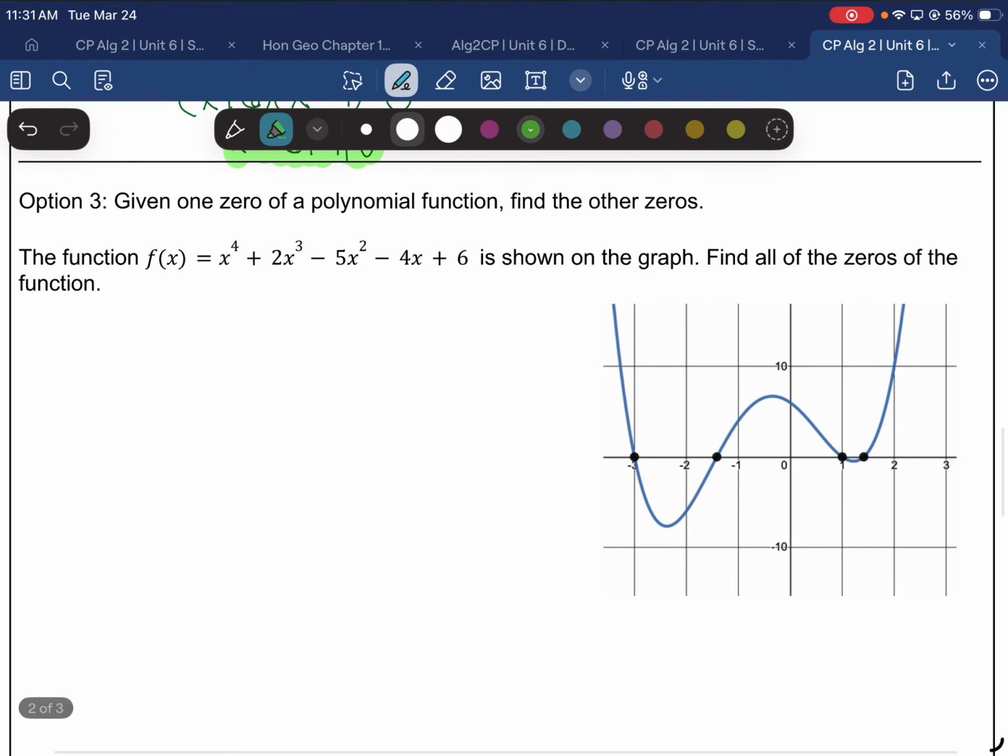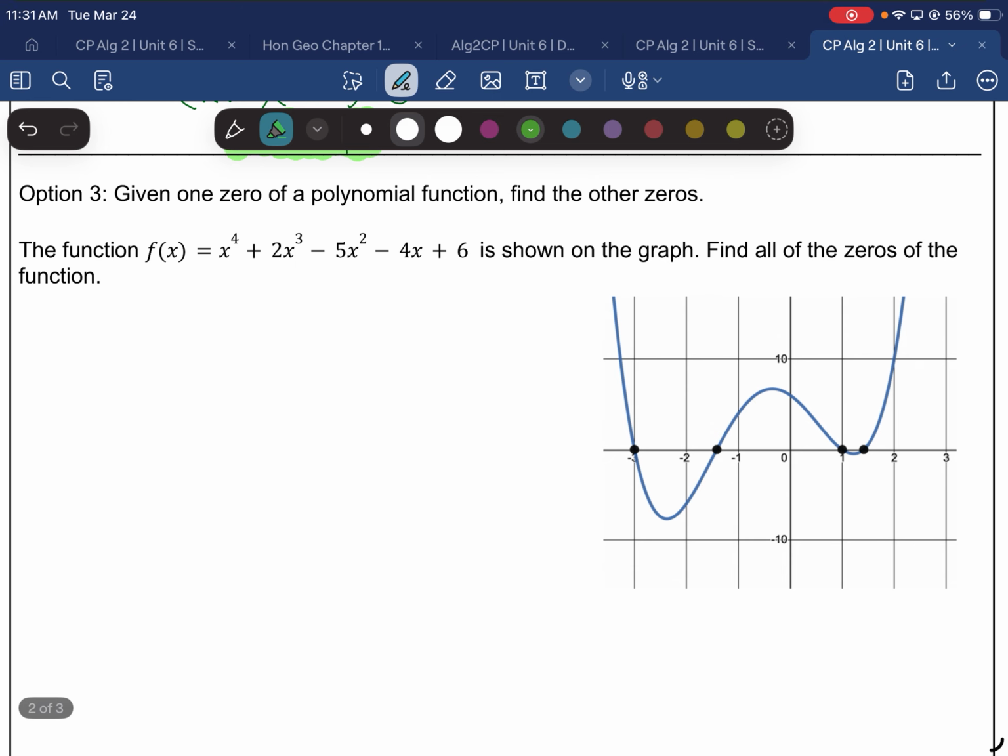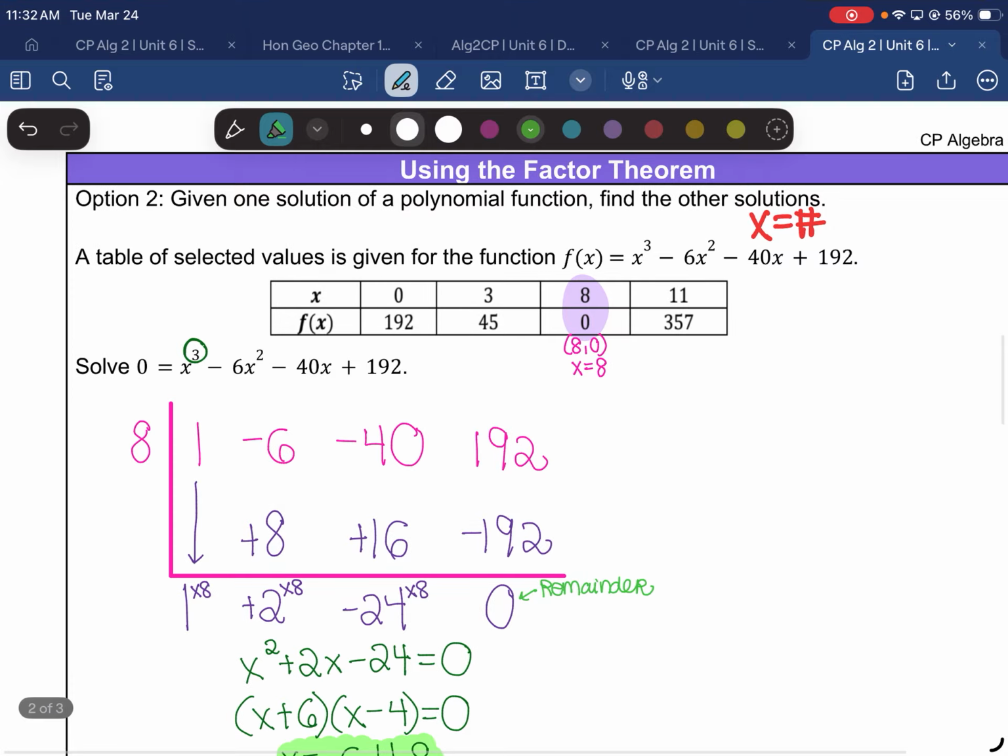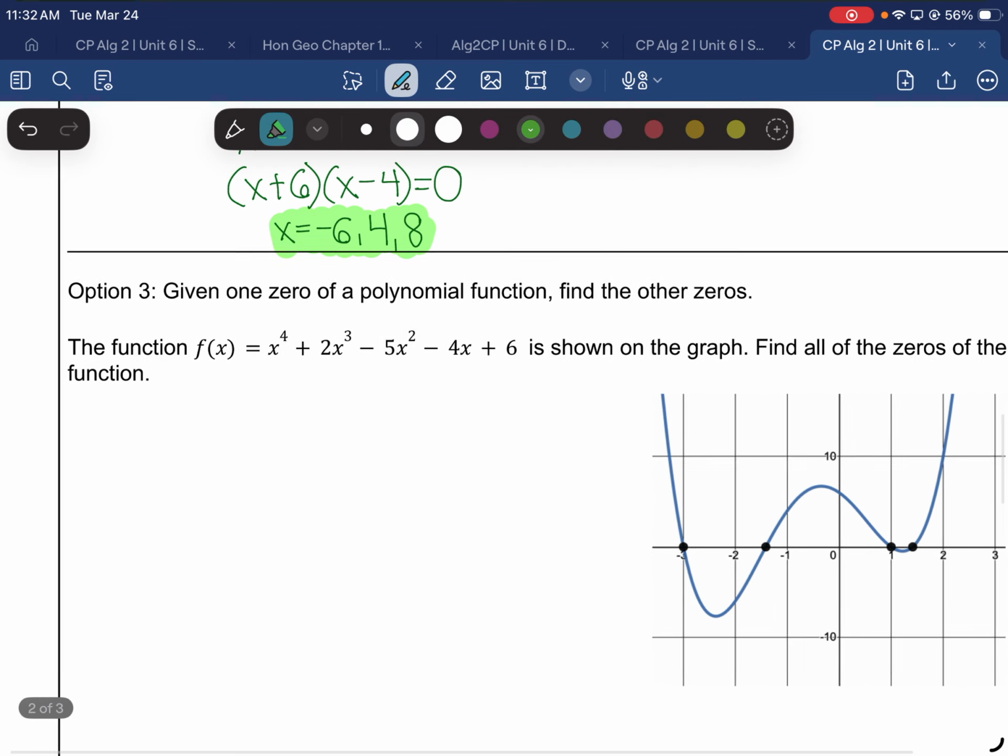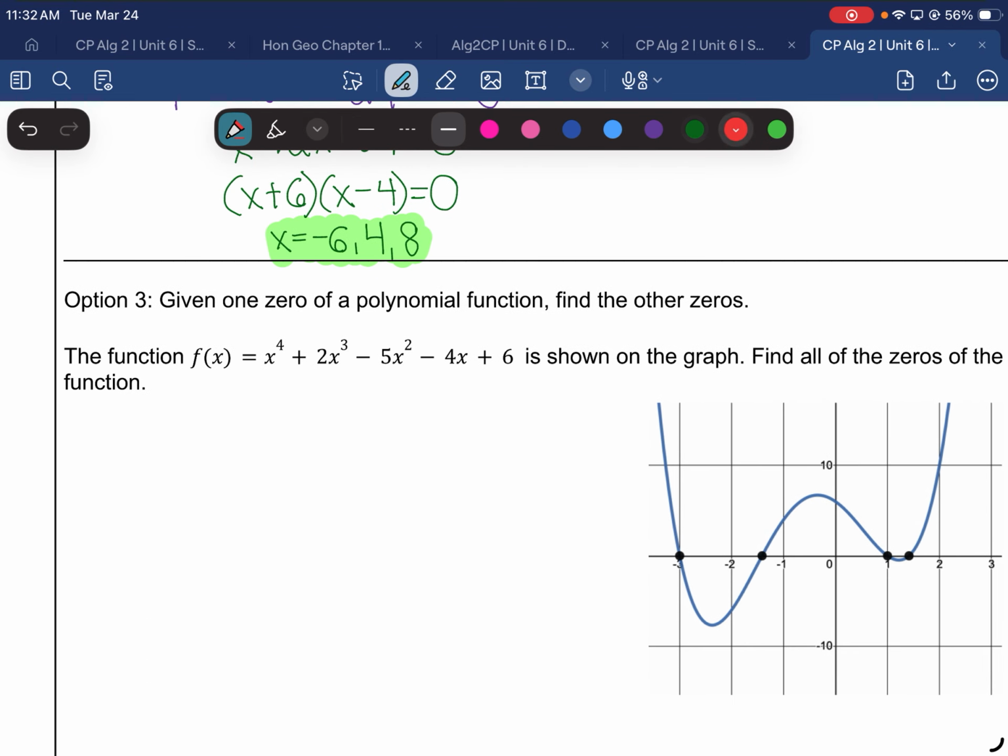All right. Now, this is option 3, where I give you 1 zero and you find the other zeros. It's literally just a different way of asking it. A zero and a solution, what we did up here, they're the same thing. So my answer for this one is also going to be x equals a number. How many answers should I have for this one? 4.